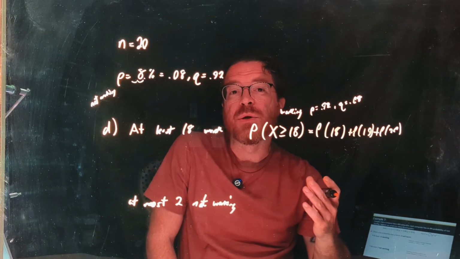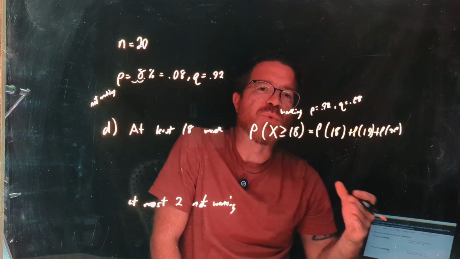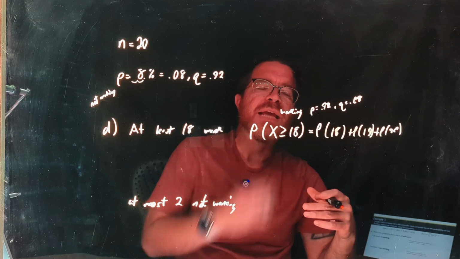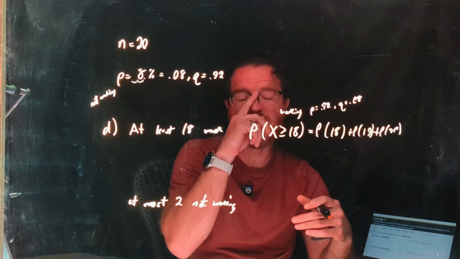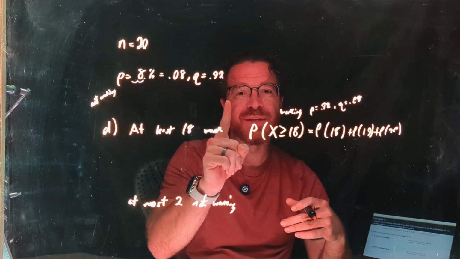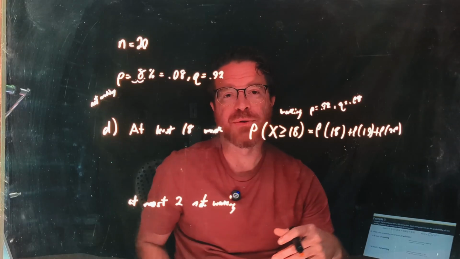You could have also looked at not working computers, but if at least 18 are working, then you'd have to consider how many are not working. Well, if 18 computers are working, that means you have 2 computers that are not working. If 19 computers work, that means you have 1 computer that doesn't work. And if 20 computers work, that means you have 0 computers that don't work.